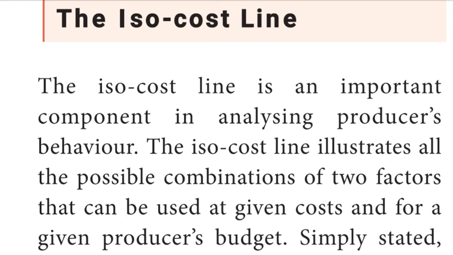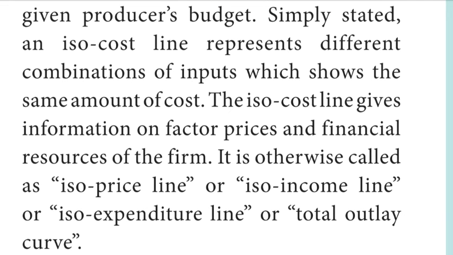The iso-cost line is an important component in analyzing producer behavior. It illustrates all the possible combinations of two factors that can be used at a given cost and for a given producer budget. Simply stated, an iso-cost line represents different combinations of inputs which show the same amount of cost. It gives information on factor prices and financial resources of the firm. It is otherwise called the iso-price line, iso-income line, iso-expenditure line, or total outlay curve.